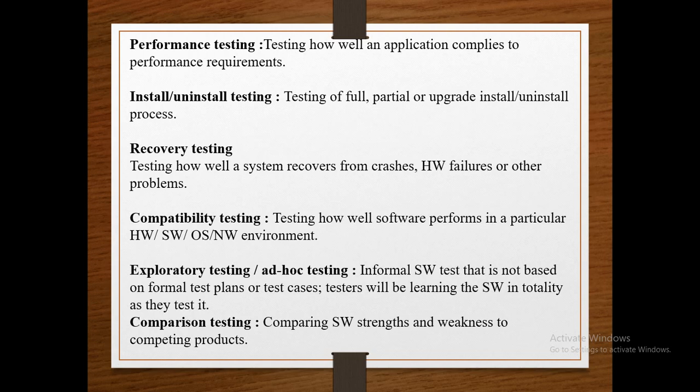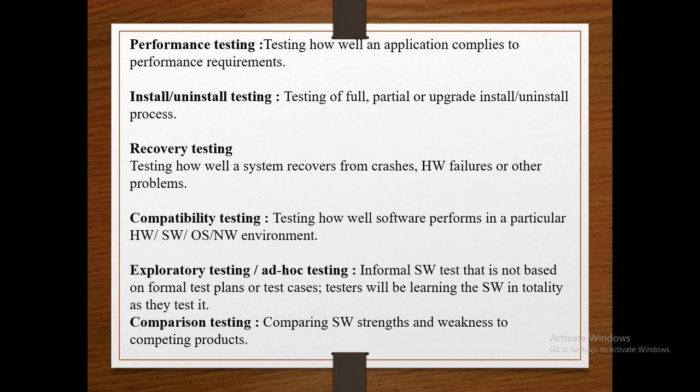Install and uninstall testing is testing of full, partial or upgrade install and uninstall processes, and how fast your installation and uninstallation is. Recovery testing: if your system crashes, how fast does your system recover from the failure? That is called recovery testing. Compatibility testing is how well your software performs in particular hardware and software environments, how compatible it is.